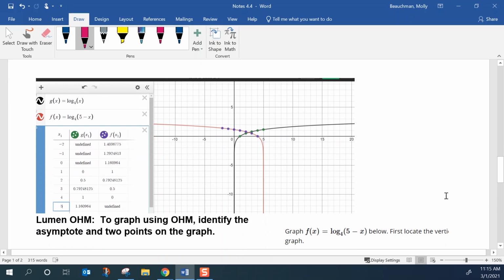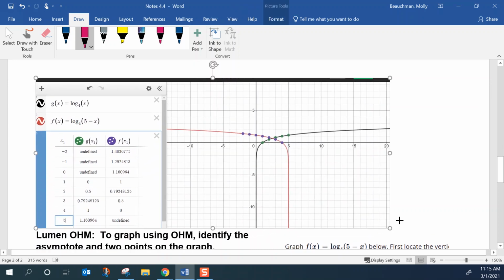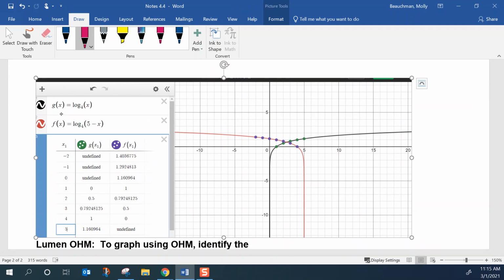When that's graphed in Desmos, you type in g of x is log base 4 of x, so that's this function in the black ink. Then type in f of x equals log base 4 of 5 minus x, that's the graph in the red ink, and plot some points. You'll notice that the vertical asymptote is x equals 0 for the original, but when we reflect it and then move it to the right 5, the new vertical asymptote is at x equals 5.